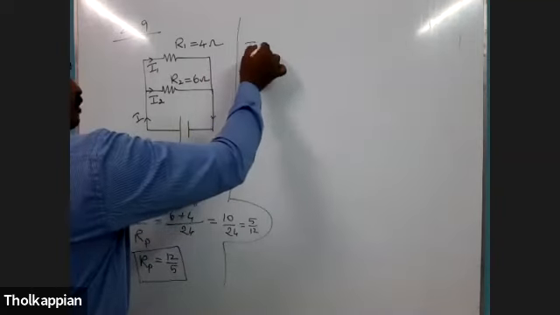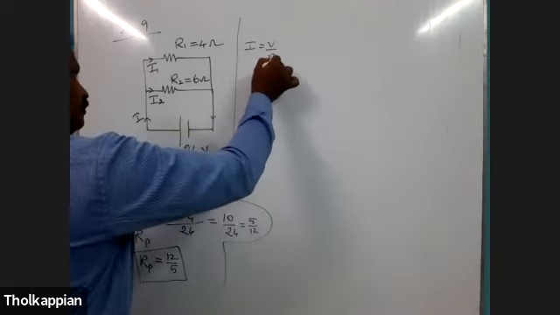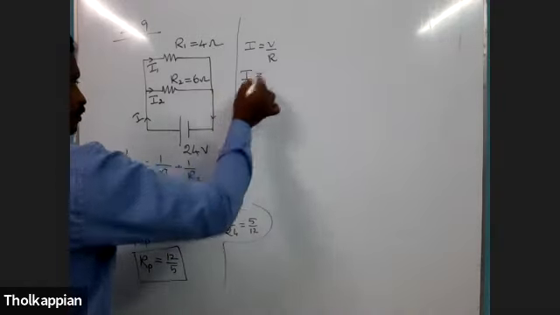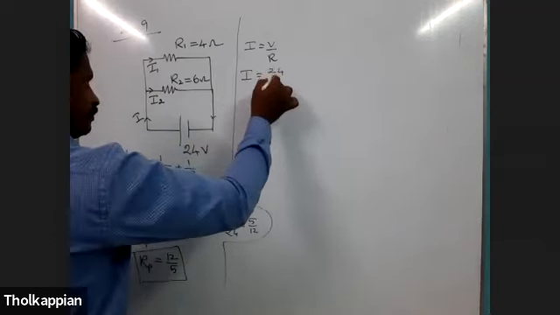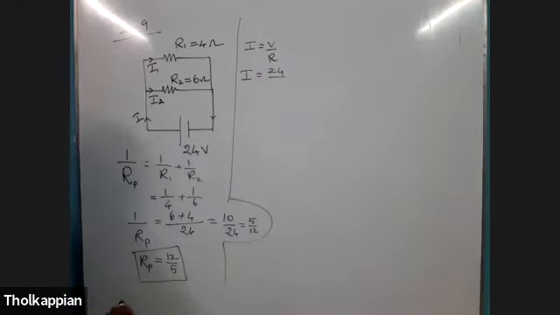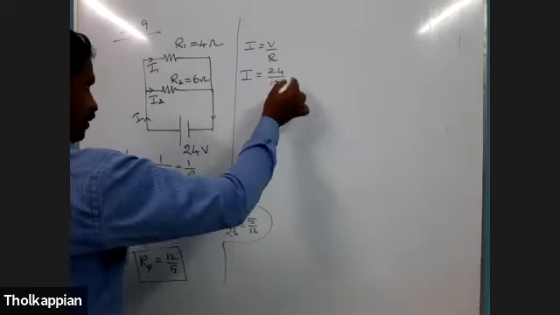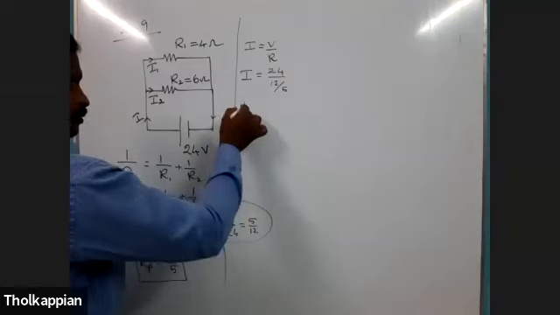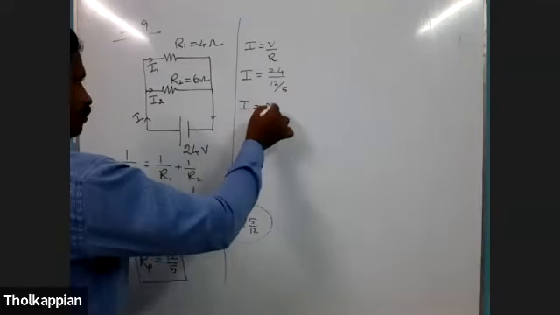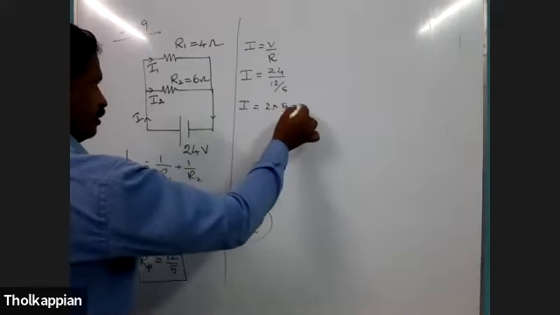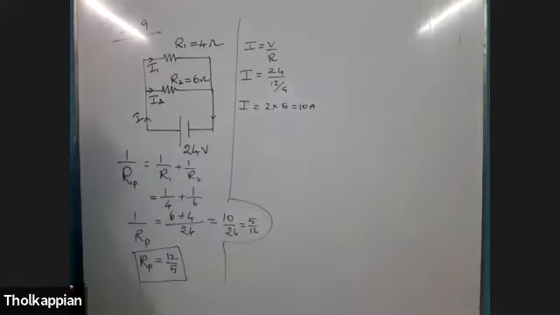Total current I is equal to V by R. I is equal to V, which is 24, and the R value is 12 by 5. So the 5 goes to the numerator, which is 2 into 5, which is equal to 10 ampere current flowing in this circuit. So the I value you found out is 10.